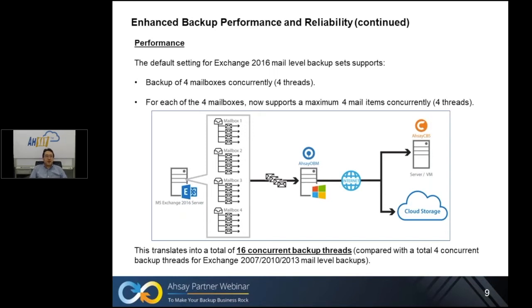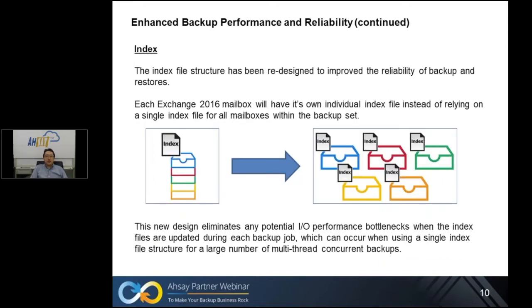Okay, let's talk about index structure. The index file structure has been redesigned to improve the reliability of backup restores. Each Exchange 2016 mailbox will have its own individual index file instead of relying on a single index file for all mailboxes within the backup set. This new design eliminates any potential I/O performance bottlenecks when the index files are updated during each backup job, which can occur when using a single index file structure for a large number of multi-threaded concurrent backups.